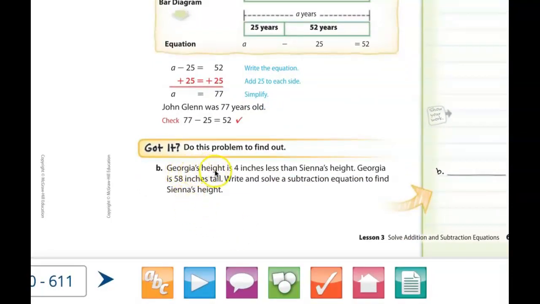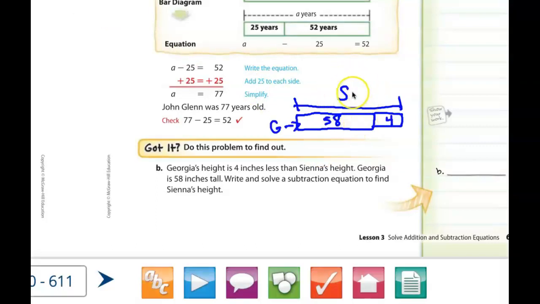Okay? All right, so let's do one on our own. Georgia's height is 4 inches less than Sienna's height. Georgia is 58 inches tall. Write and solve a subtraction equation to find Sienna's height. So the first thing we need to do is draw a picture. So I want you to go ahead and try to draw a picture and see if it matches mine.